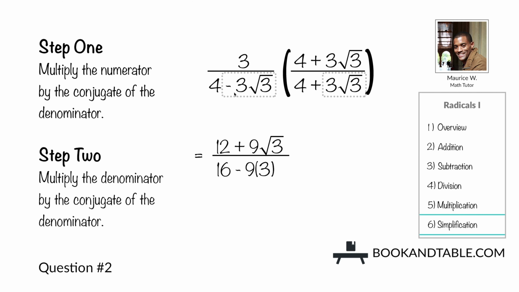And then we have negative 3 times positive 3, which is negative 9, times the square root of 3 times the square root of 3, which is 3. Negative 9 times 3 is negative 27. 16 minus 27 is negative 11. So since 12, 9, and 11 do not have a common factor, the final answer is 12 plus 9 radical 3 divided by negative 11.